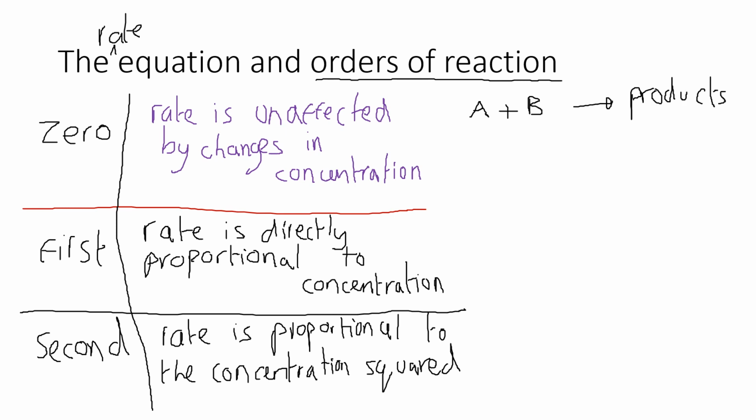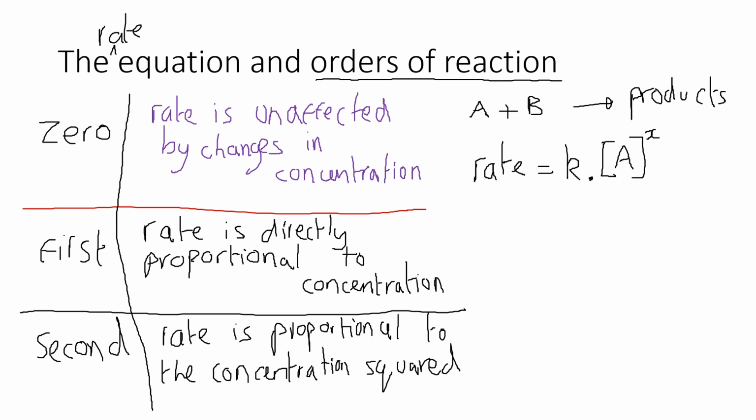The rate equation is always written out as follows. You always start with the word rate, which is the rate of the reaction, and that is equal to k. k is called your rate constant, and we're going to look at how to calculate that. And then that is times the concentration of A to the power of x.